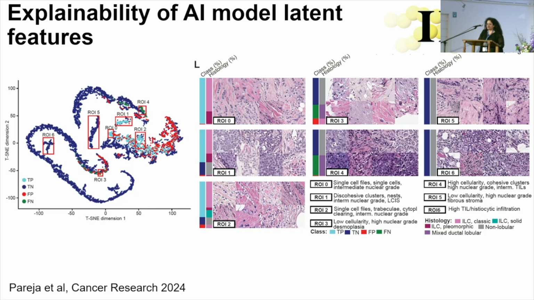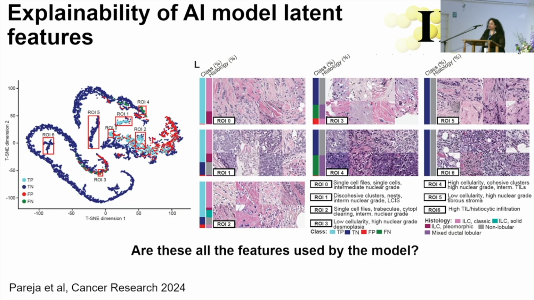And would this be all the features that were detected by the model? Probably not. There are probably some features that, when we conduct this reverse engineering, the human eye cannot detect, or that we can detect but cannot verbalize. But this shows how opening these black boxes can inform us pathologists.